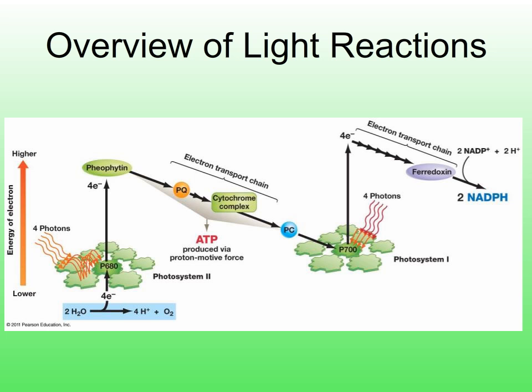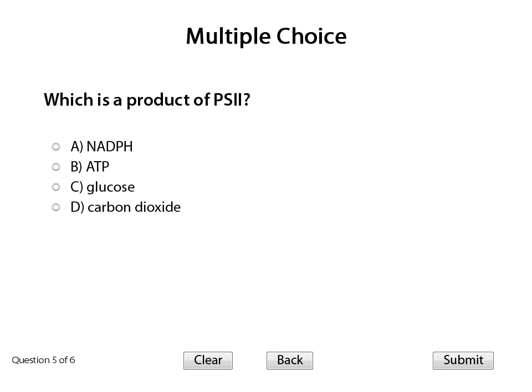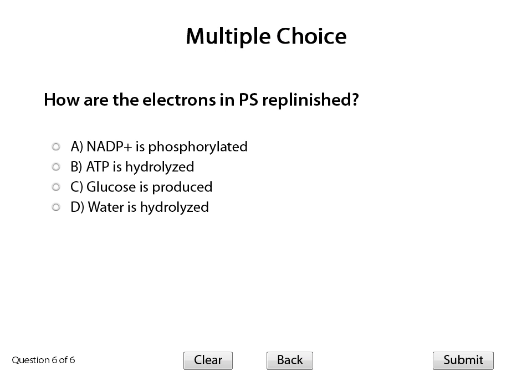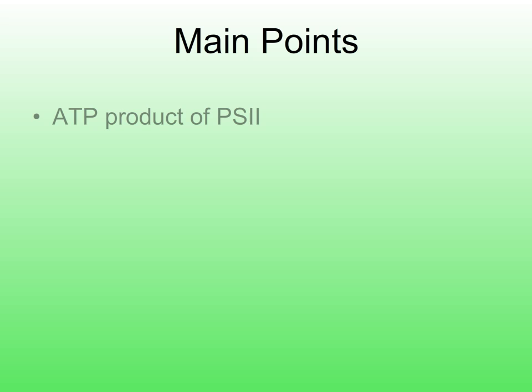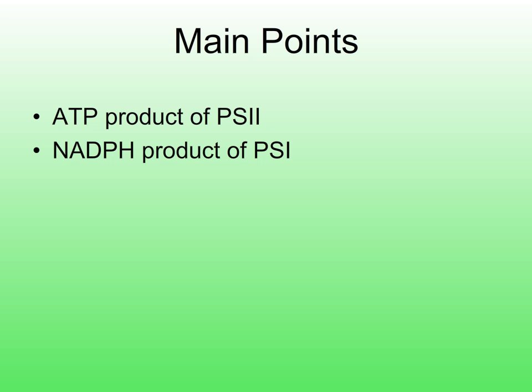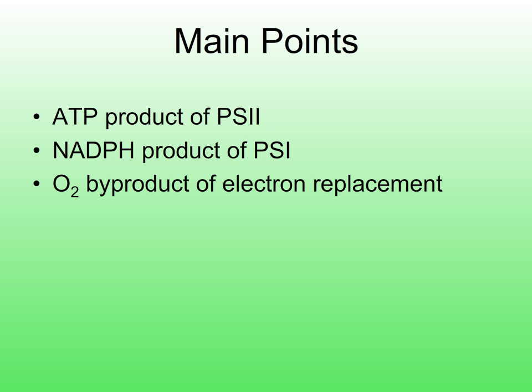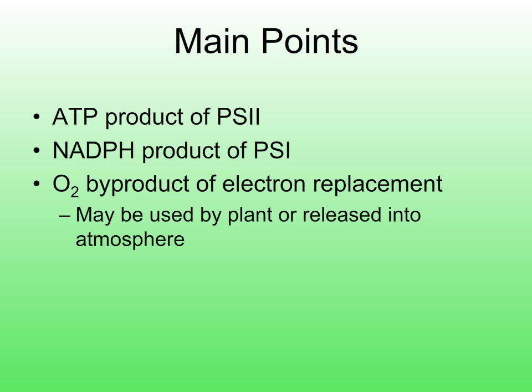This diagram shows an overview of the light reactions in terms of energy. The energy from photons is used to boost electrons from P680, and their energy is used to pump protons and eventually make ATP. The energy from photons is also used to boost electrons from P700 and eventually make NADPH. Here are the main points to remember about the light reactions. ATP is the product of PS2, NADPH is the product of PS1, and the hydrolysis of water is to replace the electrons in PS2. A byproduct, oxygen, is released into the atmosphere or can be used by the plant during cellular respiration.